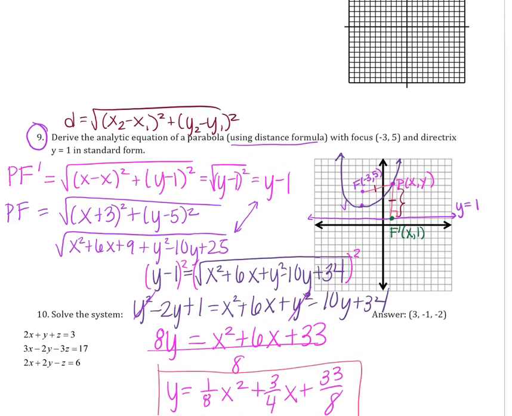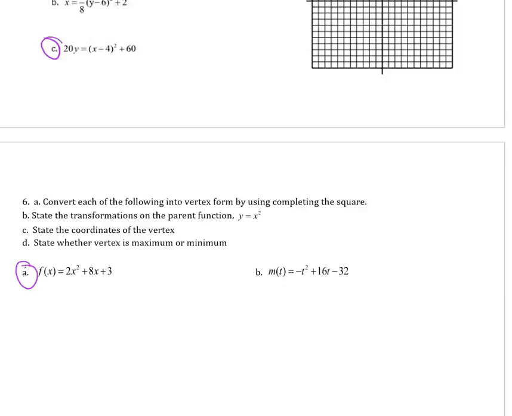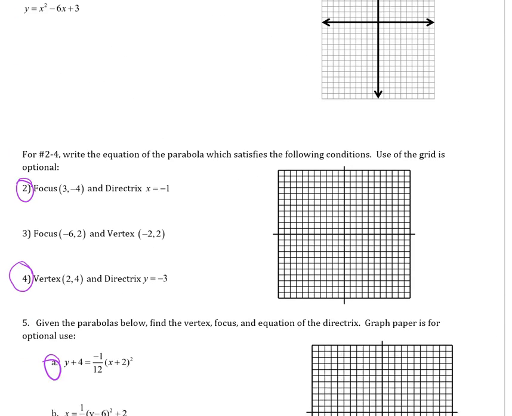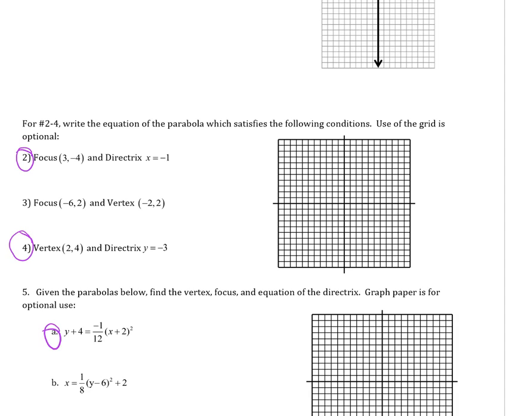Alright, so I'm going to start back up at the beginning there. So I just want to get that one out of the way right away. So let's go to question 2. Use of the grid is optional. I'm going to use it to help show you guys. I want to write the equation of the parabola given some information. So for question 2, I'm given a focus at 3, -4.